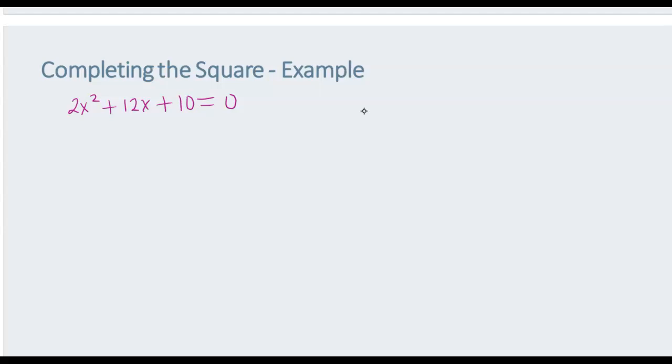So step one is to get only the variables on one side and everything else on the other. So we're going to get variables on one side. So I will subtract the 10 from both sides.